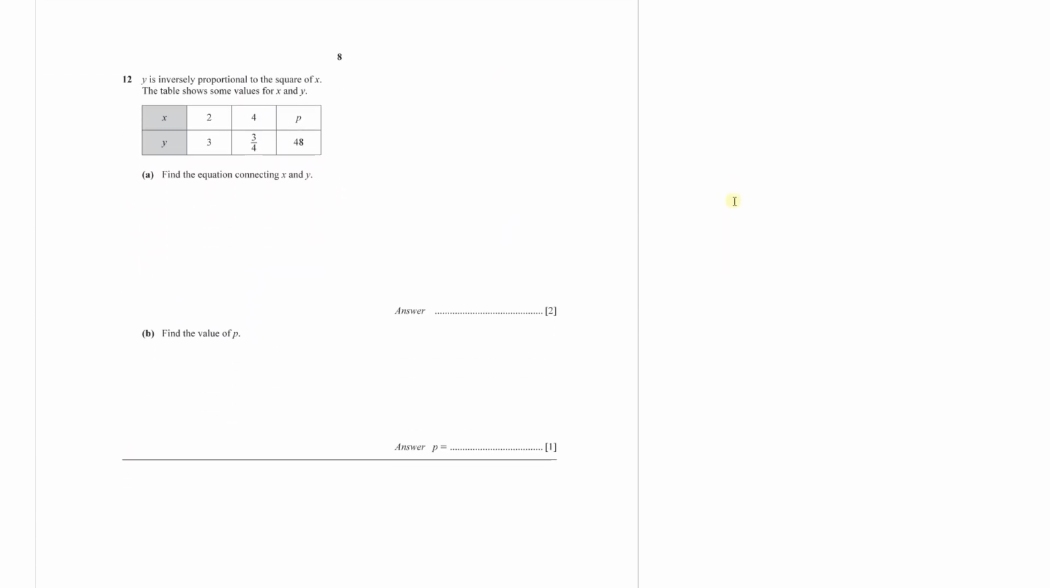Let's move on to the next question. Question number 12: y is inversely proportional to the square of x. So that means y is directly proportional to 1 over x squared, or y equals some constant k over x squared. The table shows some values of x and y. Find the equation connecting x and y.